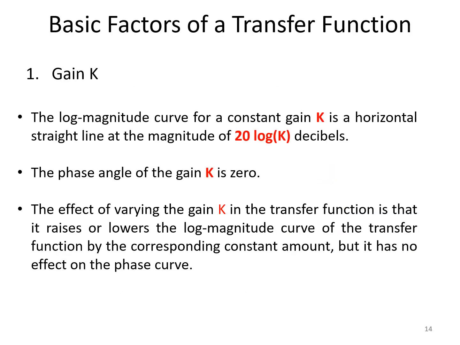Now first we will understand how to represent the constant gain k in the logarithmic form. The log magnitude curve of a constant gain is a horizontal straight line at a magnitude of 20 log k decibels, and the phase angle of the gain k is 0 because it's a numerical value with 0 phase. The effect of varying the gain k in the transfer function is that it raises or lowers the log magnitude curve of the transfer function by the corresponding constant amount, but it has no effect on the phase curve. This is about gain k.